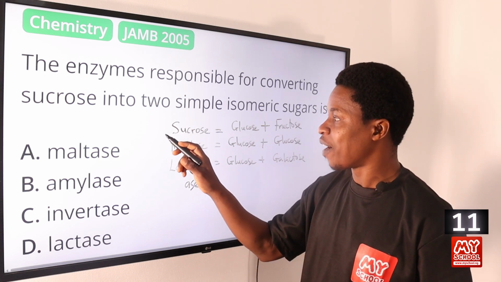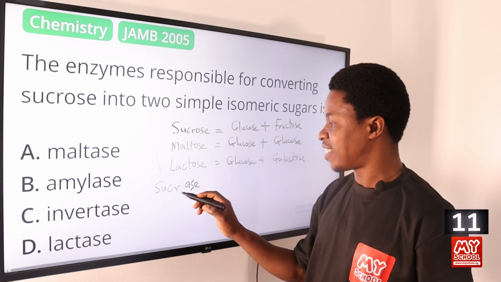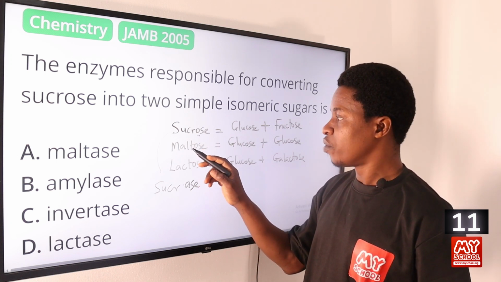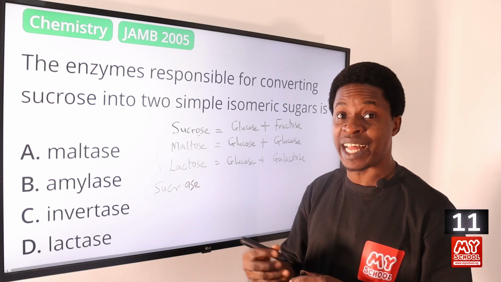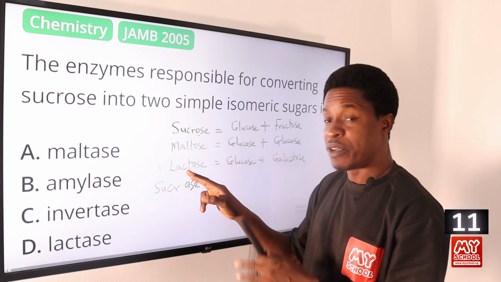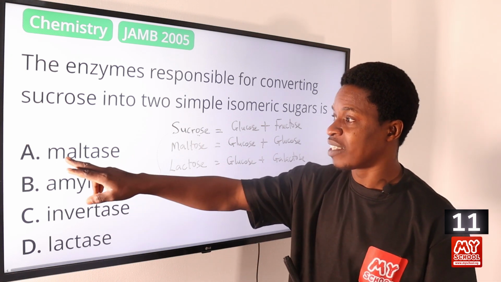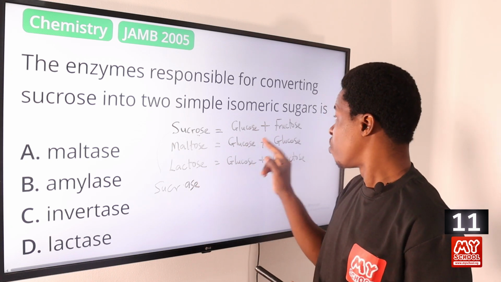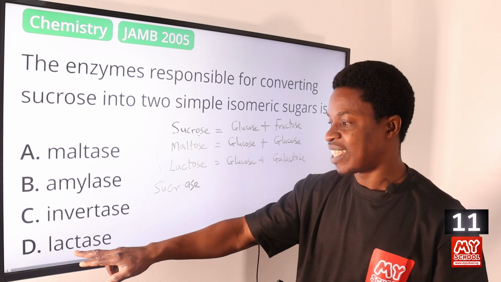For sucrose, the enzyme is called sucrase instead of sucrose; the O changes to A. Maltose becomes maltase, and the enzyme that breaks down lactose, the milk sugar, is called lactase. But if you look at these options, we have maltase. Maltase is for maltose; it is the enzyme that breaks down maltose into glucose and glucose. Then amylase, and then we have invertase, and lactase here.